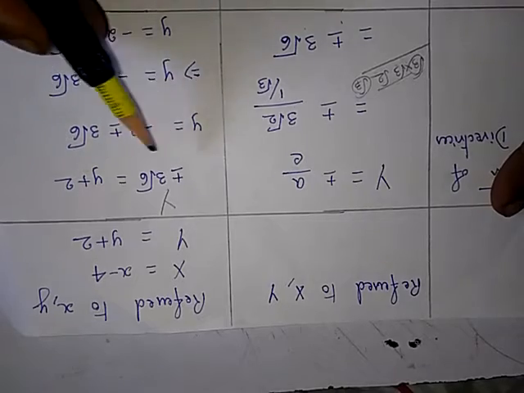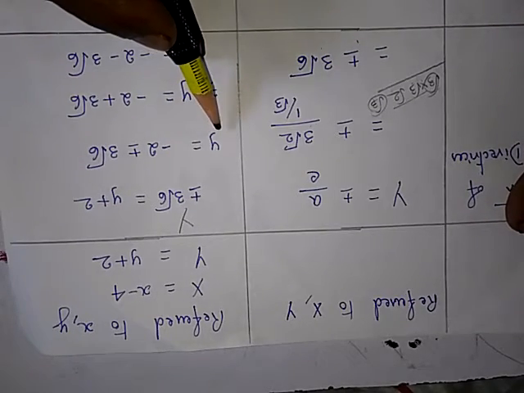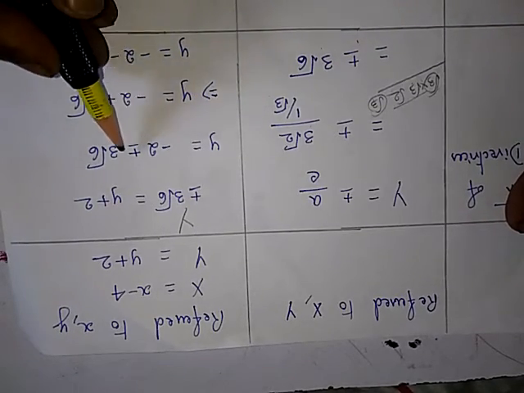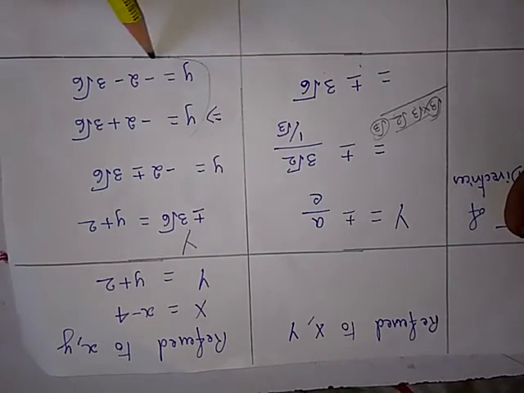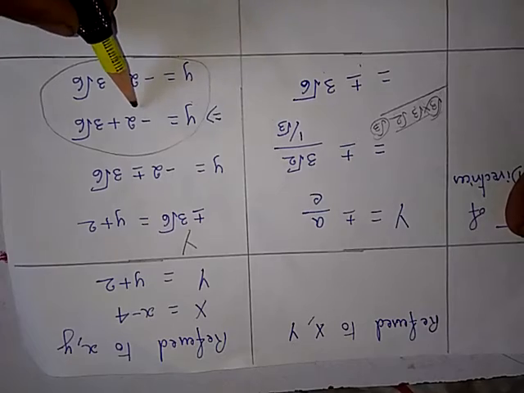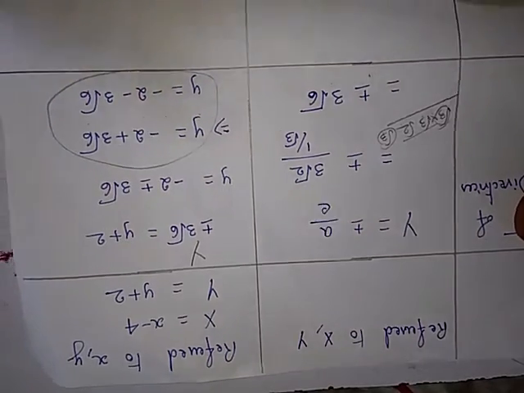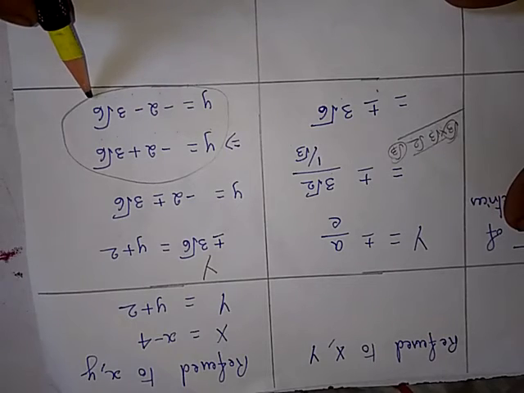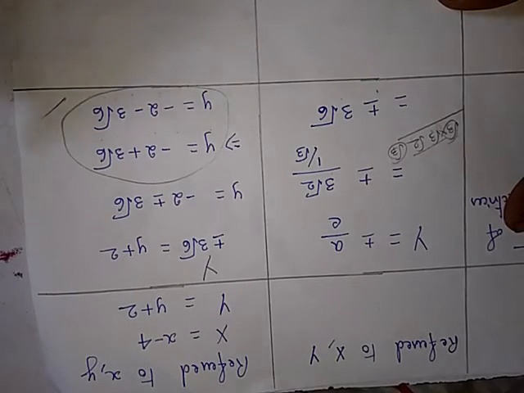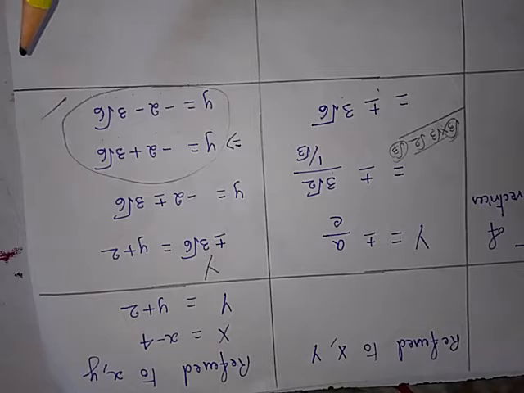Bring this plus 2 this side. You will be having y is equal to minus 2 plus or minus 3 root 6. That is two answers, two directrix. Y is equal to minus 2 plus 3 root 6 and y is equal to minus 2 minus 3 root 6. Okay. So that's all about solving this problem.